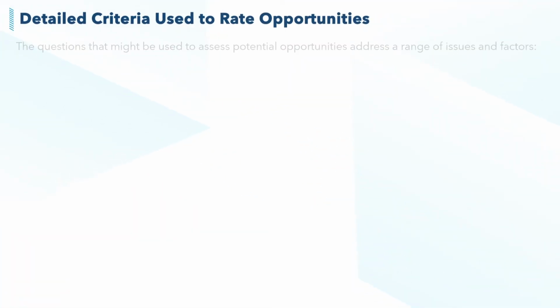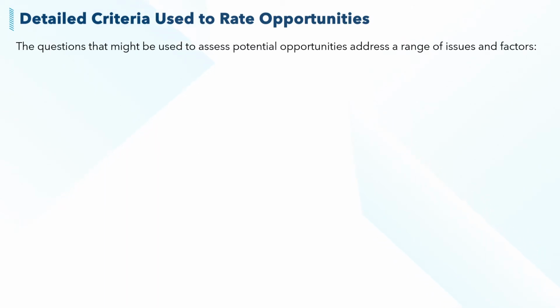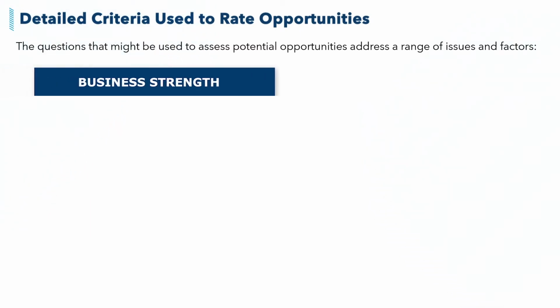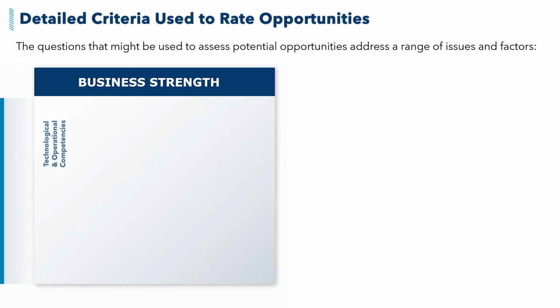Here you will find a more detailed version of the 2 criteria. Some participants like having more details of each criterion, but after evaluating a few opportunities, they become used to the criteria and no longer require them. The business strength criteria divide into 2 sub-criteria, namely technological and operational competencies and marketing and sales competencies. Here are more details about them.